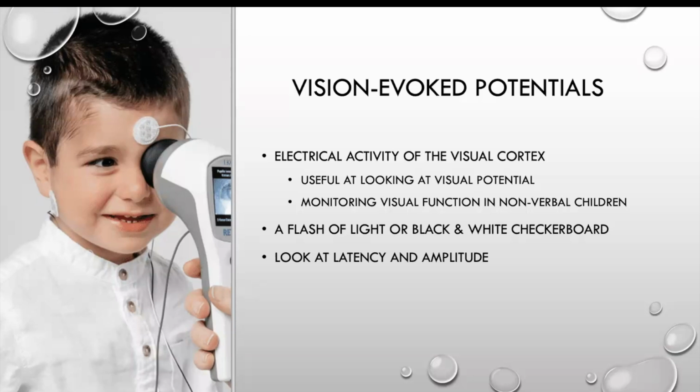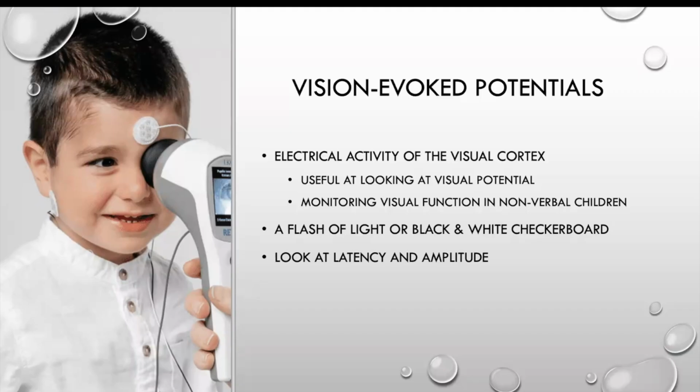So it assesses the electrical activity of the visual cortex by flashing a light on the eye, or it's a black and white checkerboard that flips between the blacks and the whites as a pattern VEP. And there are two main things that you're looking at. You're looking at the latency, so the time it takes to get a signal, and then the amplitude, i.e., how big the amplitude is.